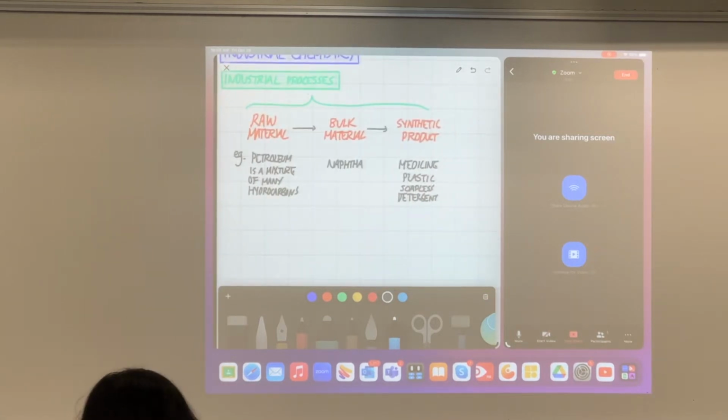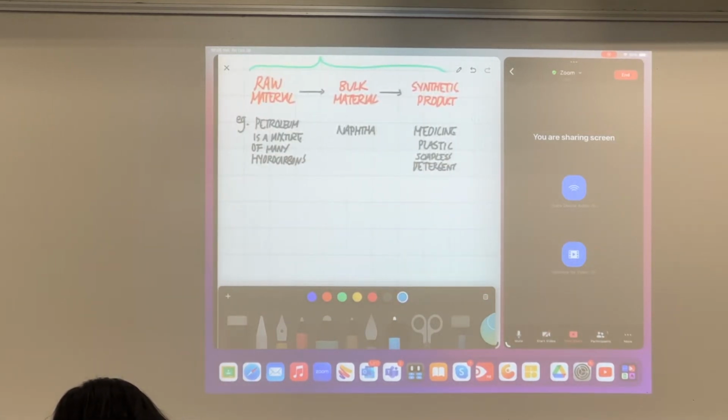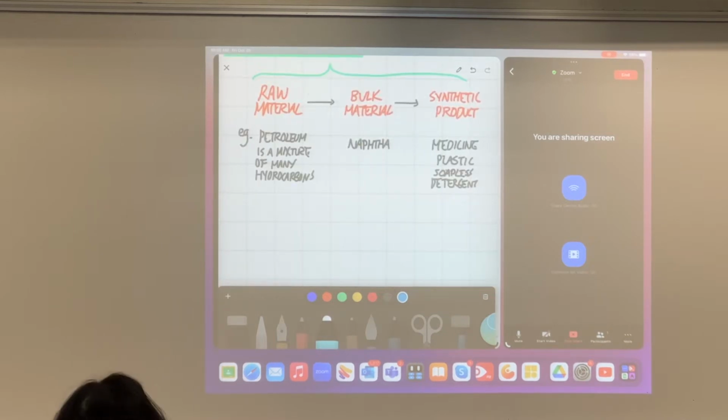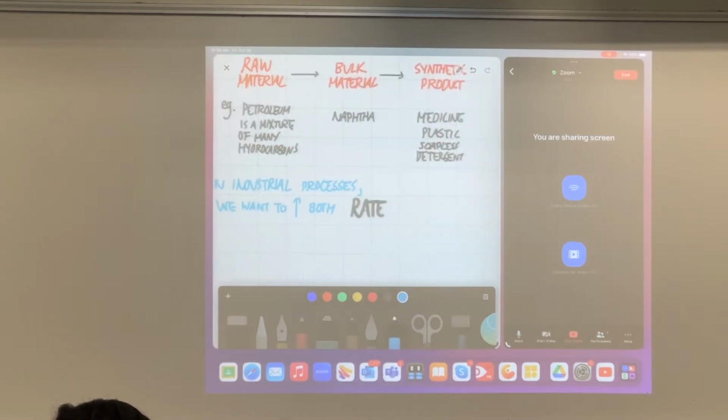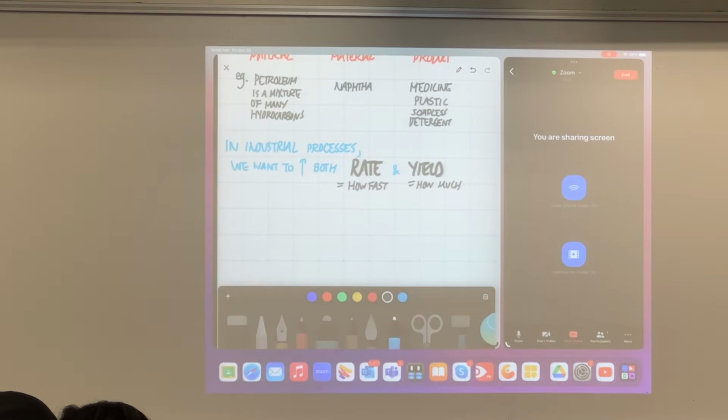And in all industrial processes, we will need to look at how we can increase the yield. So you can put down, in industrial processes, we want to increase both the rate and the yield. We already learned the factors that affect the rate and yield of a reaction. Remember, rate is how fast the products are formed, and yield is how much product is formed. So they are affected by different factors.